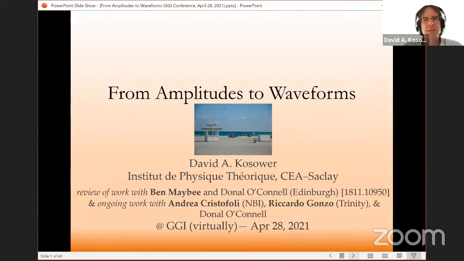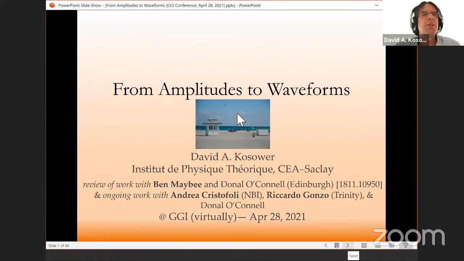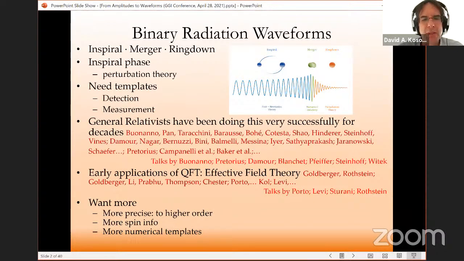We're all interested this week in focusing on the radiation from binary mergers, in particular, ultimately in extracting waveforms. 3 phases you've heard about before. You'll continue to hear about them: inspiral, merger, ring down. Everything that I'm going to say is going to be ultimately focused on the inspiral phase and in the context of perturbation theory. We want these templates both for the detection of signal and for the measurement of parameters once the signals have been fished out of the noisy background.